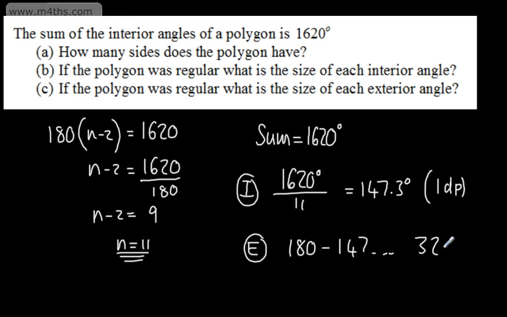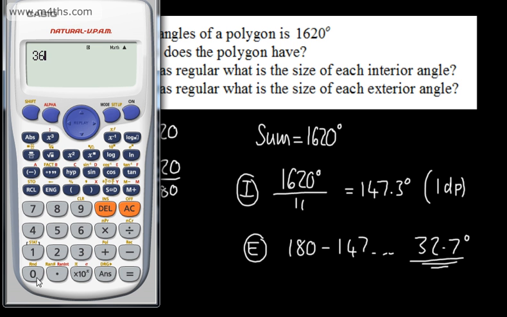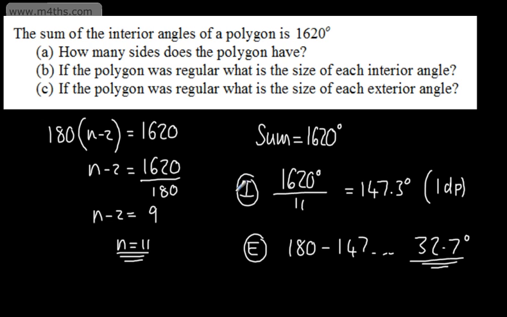So 32.7 degrees. Alternatively, knowing this was regular, all I needed to do at this stage was say 360 divided by the number of sides, which is 11. That will go ahead and give me the answer we have. So nice question. This is working it backwards. Okay, let's finish with one more.